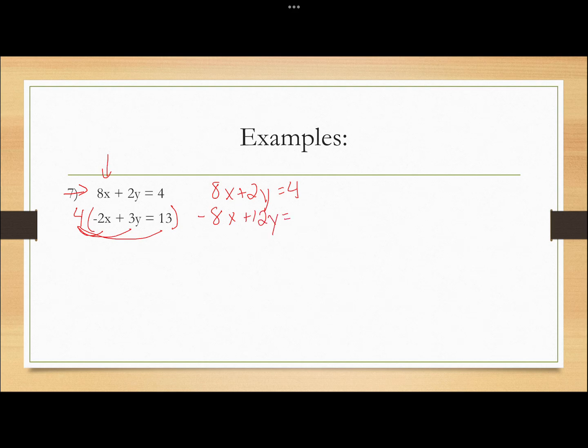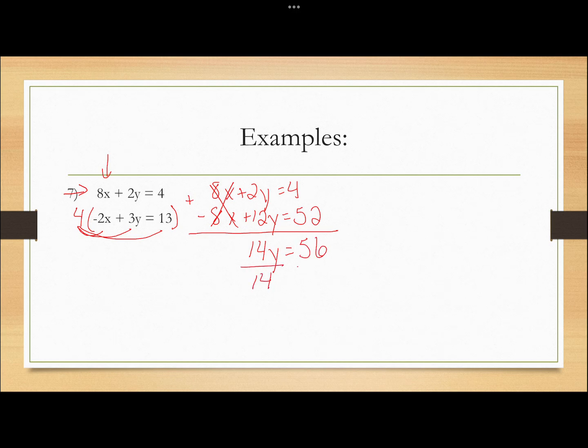equals, why am I not thinking 4 times 13? Use my calculator here. 52. So now the numbers in front of our x's are opposite. So we're going to add these two equations, which I just go down. 8x plus negative 8x, well, that makes those cancel. That eliminated that x, which is what I wanted to do. 2y plus 12y is 14y, and 4 plus 52 is 56.